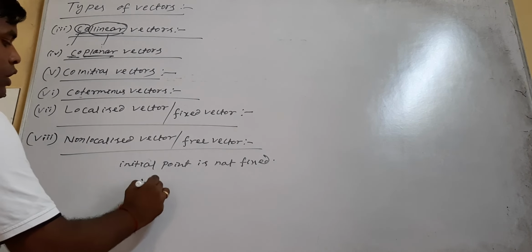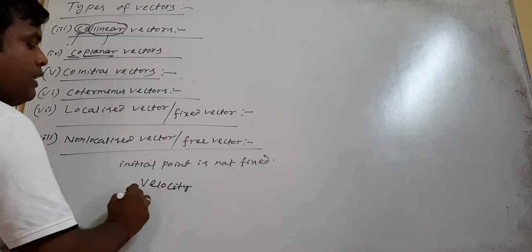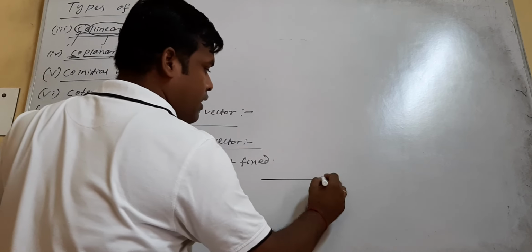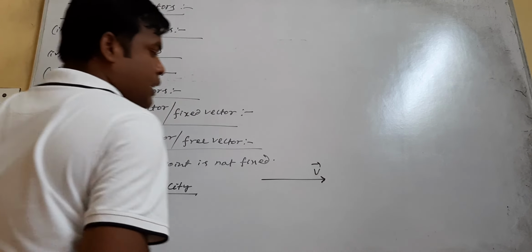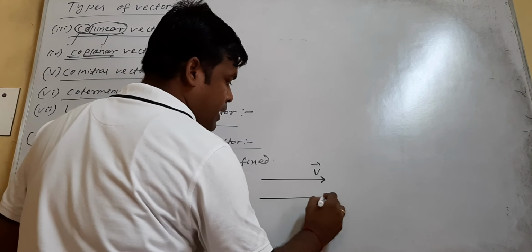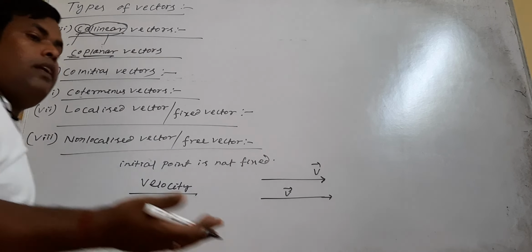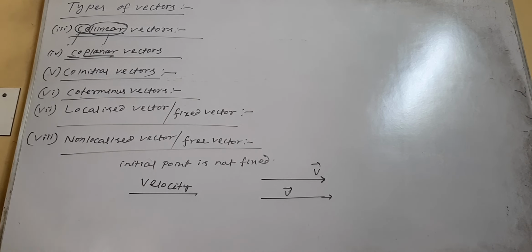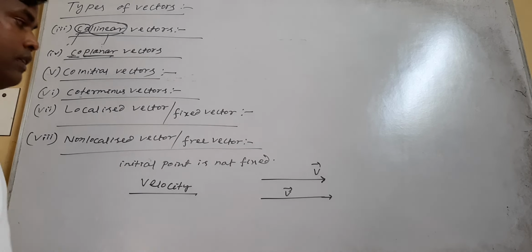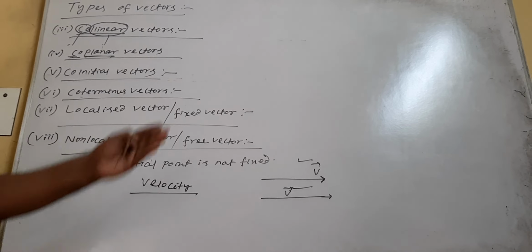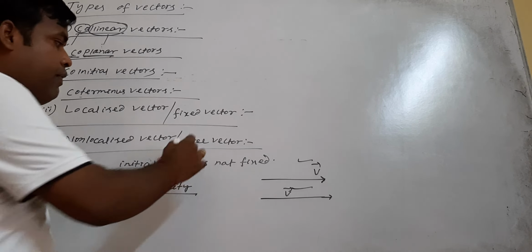The examples are velocity and displacement. If you change the point of application of the velocity vector, it is still understood. You can know what the magnitude and direction of the velocity are, and the effect of the velocity will not be changed. That's why velocity is considered a non-localized vector or free vector.